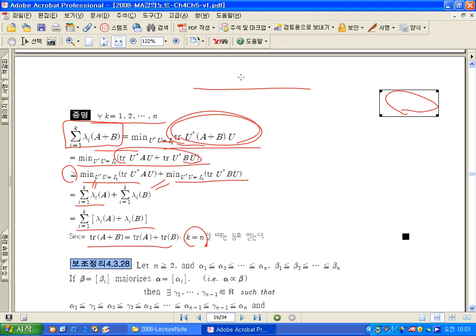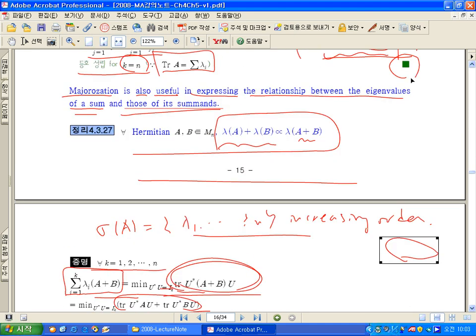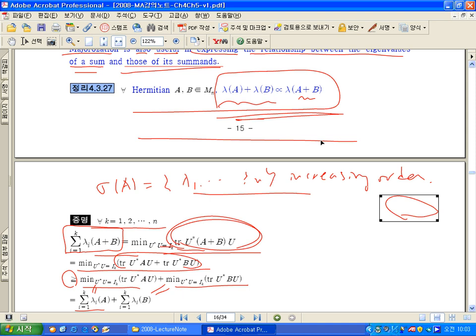So we have the set of eigenvalues in the increasing order. Okay, so this is a pretty interesting fact that we can use.